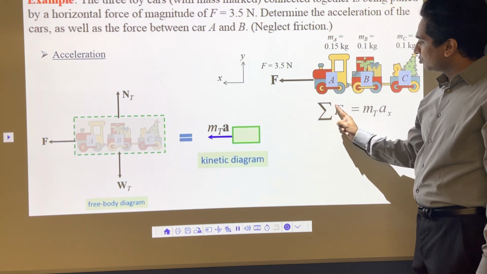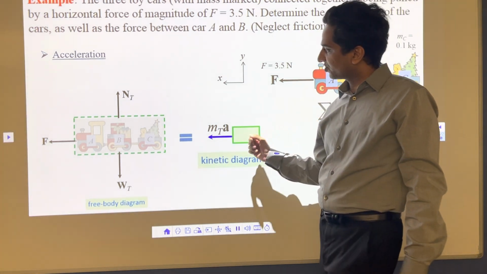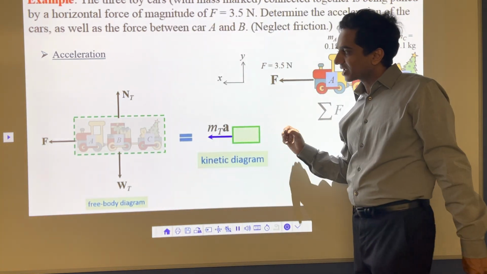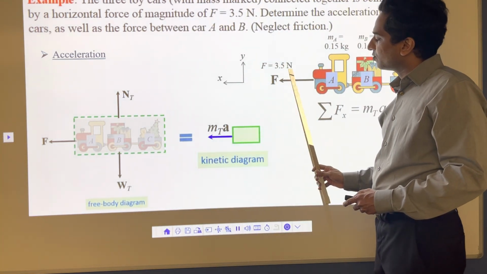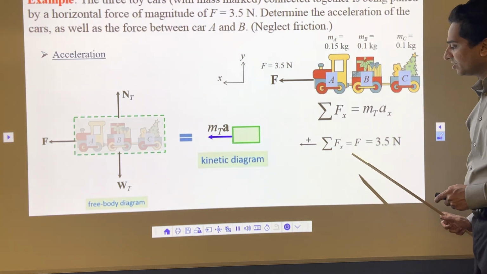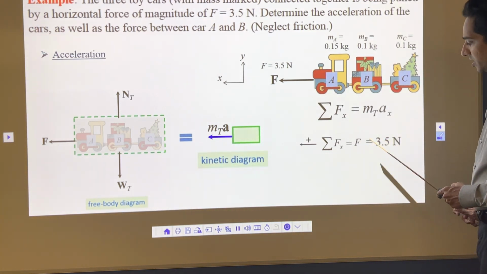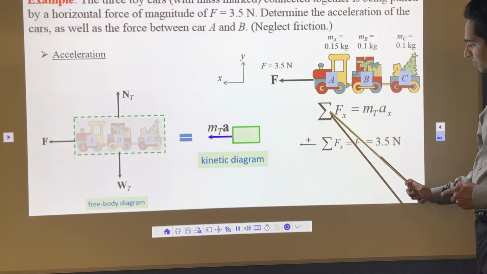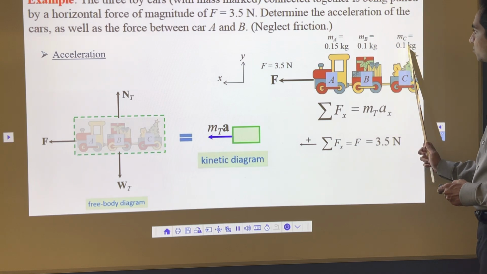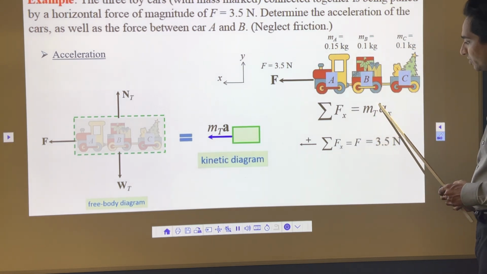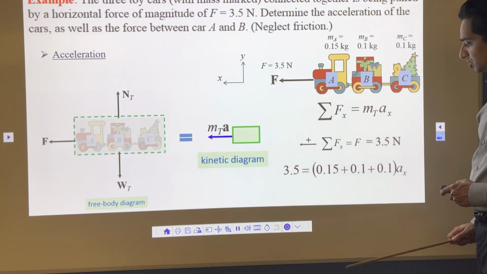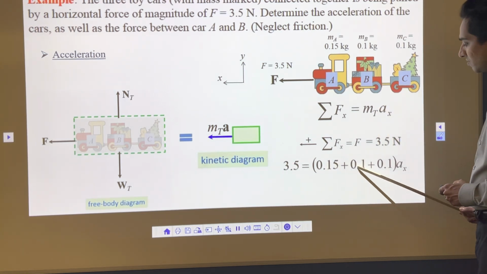So all the forces in x direction, what are my forces? I have this force here, that's 3.5 Newton. I don't have anything else here, only 3.5 Newton. So I'm going to apply that. So my force Fx is equal to 3.5 Newton. I'm going to put that 3.5 here. Mass of the train, total mass 0.15 plus 0.1 plus 0.1. I'm going to add that mass, that will be total mass here. And then we can calculate acceleration. So here 3.5 equals total mass into ax.